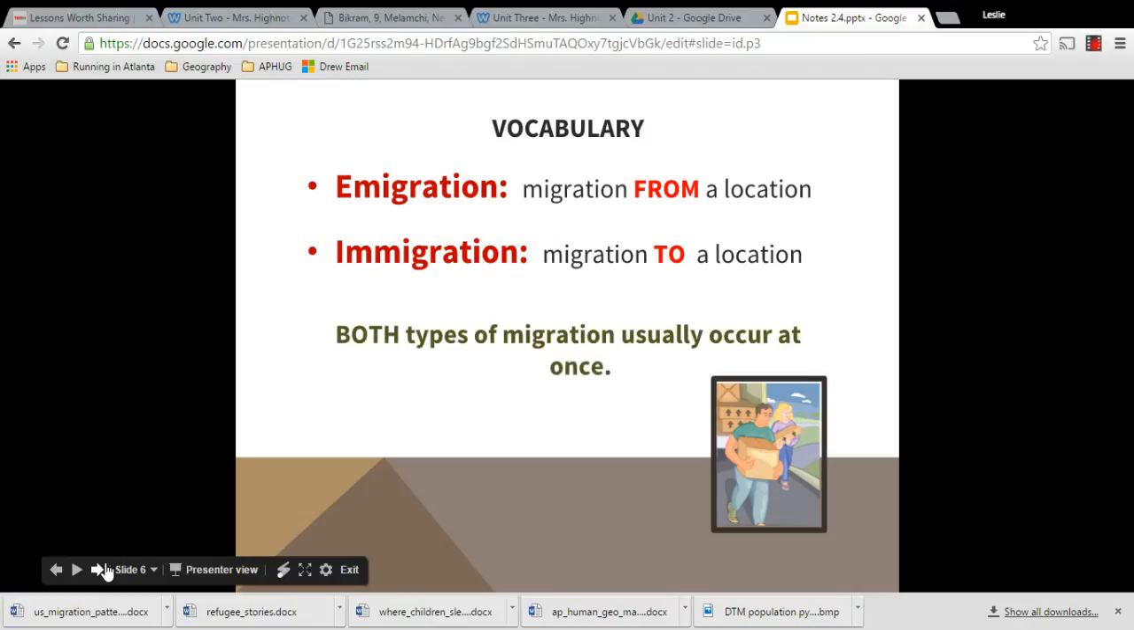Both types of migration usually occur at the same time. So you are emigrating with an E and immigrating with an I in the same move.